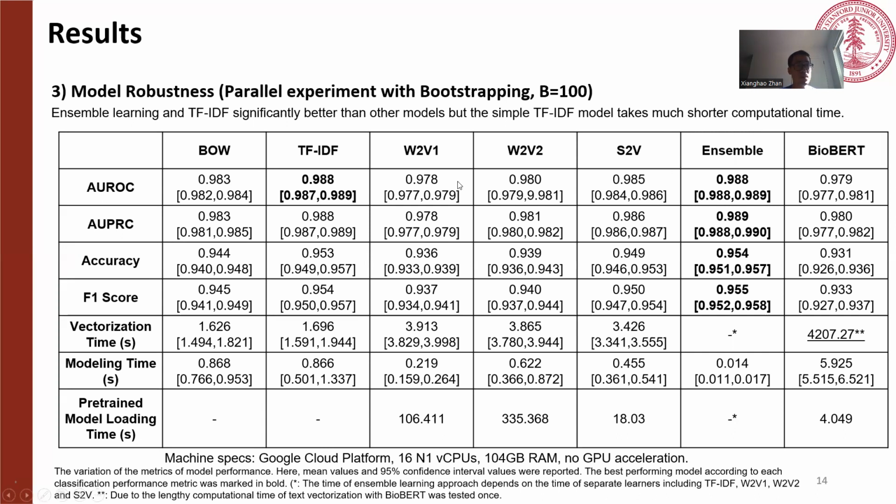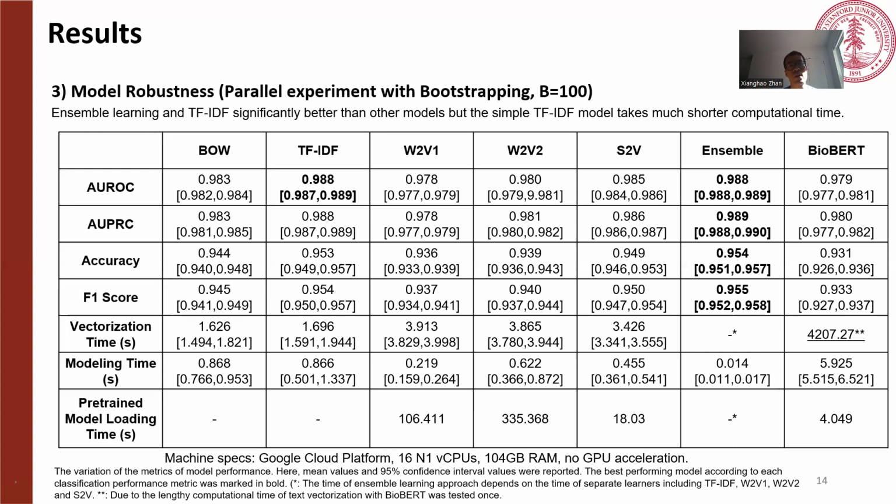Here we can see that the general takeaway from this table is that the ensemble learning model and the TF-IDF model are significantly better than other models, but the simpler TF-IDF model may take much shorter computational time, as we can see that vectorization takes less than 2 seconds, and the modeling time is also smaller than 1 second. But for the ensemble learning model, because we are ensembling different separate learners, we have to load all the word-to-vec models with a pre-trained model loading time, so it is taking longer in the modeling time. So with similar performance, the TF-IDF may be a simpler model, quicker and faster to train and to be used.